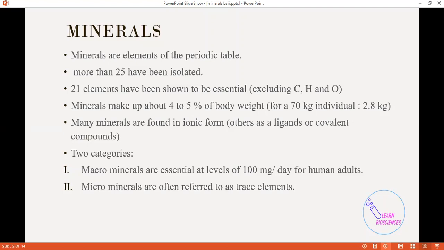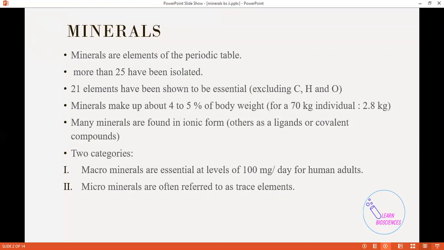So minerals basically make up about 4 to 5% of our body weight, and for an individual with a weight of 70 kg, that is about 2.8 kg of minerals. Many minerals are found in the ionic form, others as ligands or covalent compounds. Basically, minerals in your body are found attached to enzymes or other proteins in order to make their working efficient. For minerals, we have two categories: the macro minerals and the micro minerals.